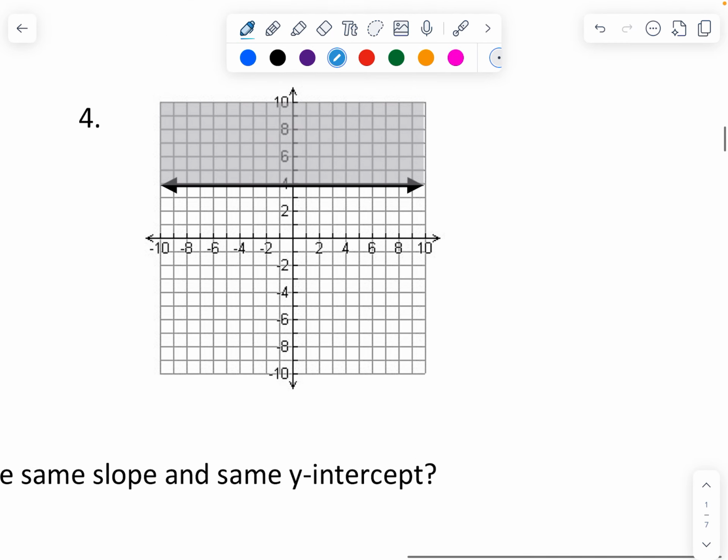Okay, if it's a horizontal line, it's y. The number that it is at is 4. It is a solid line, so we are going to have the or equal to, and all the numbers are bigger than it, so it's going to be greater than or equal to.